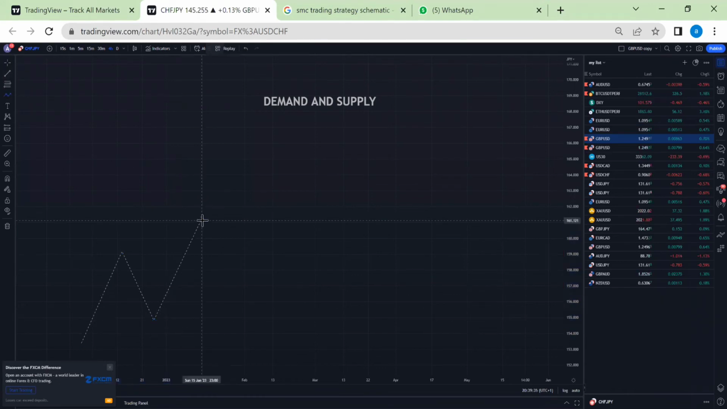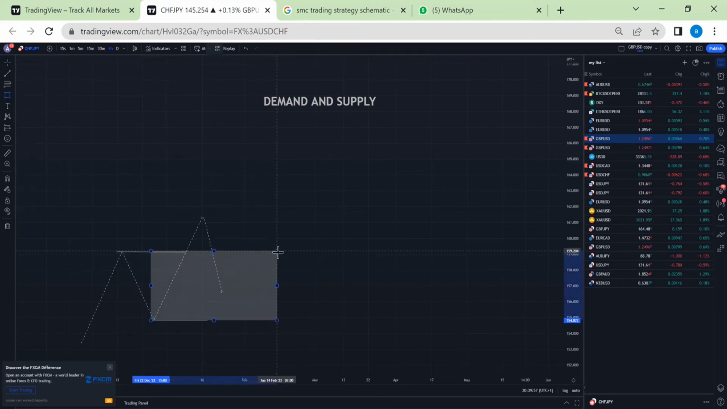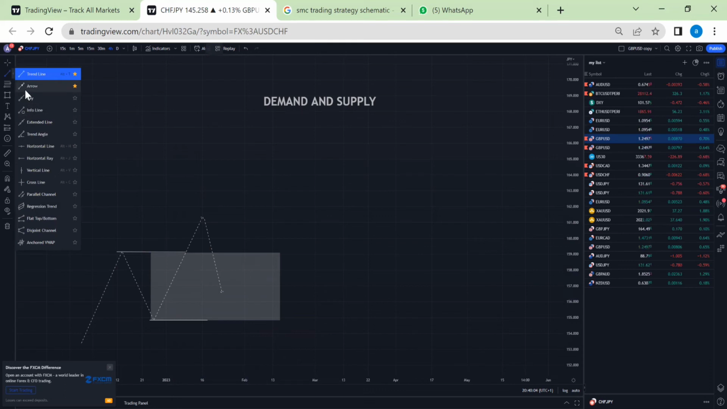So the demand zone will start from after this place, from around here to here. That's where we call the demand zone. If you draw it out using a box, you keep in mind that if price comes into this area, we are expecting it to pump again. We're expecting new buyers to come in.